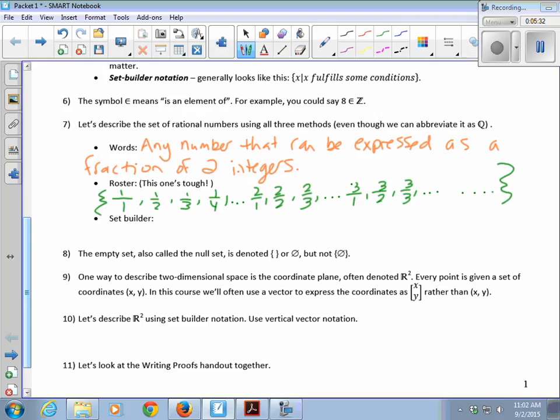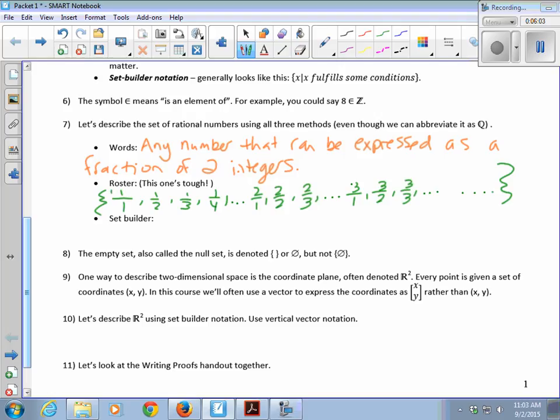Right, you're right. We have some repeats, and so you do not. But because I can't actually write everything out, I'm just trying to be systematic so I don't miss anything. But that is not an efficient way to describe the rational numbers, listing them out like that, every fraction possible. So, set builder notation.